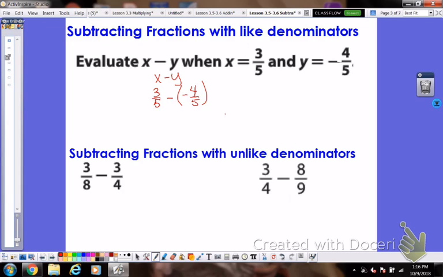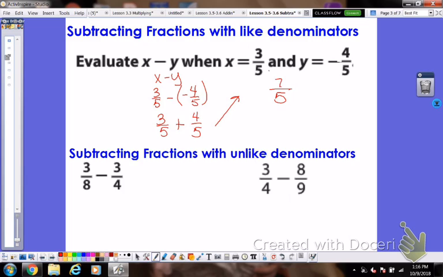Now just like before, we're going to change our subtraction into addition. So rewrite 3/5 plus, change subtraction to addition, then change the next sign, so negative becomes positive. And now it's a question just like yesterday, 3/5 plus 4/5. Keep your denominator at 5. 3 plus 4 gives us 7.